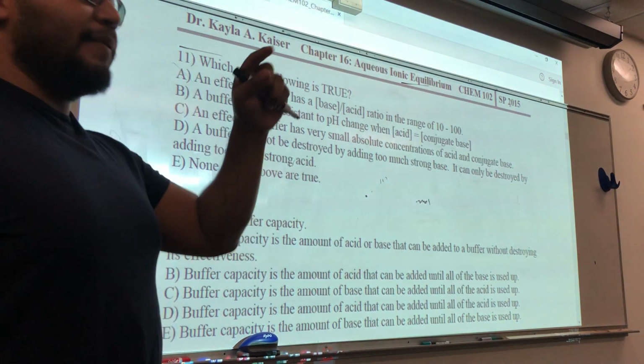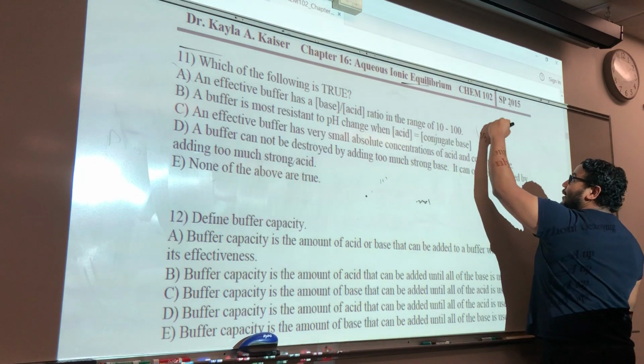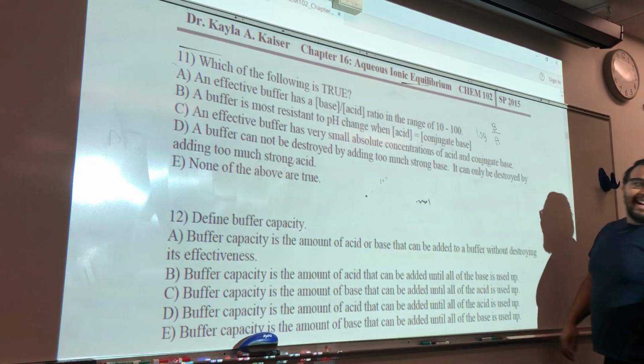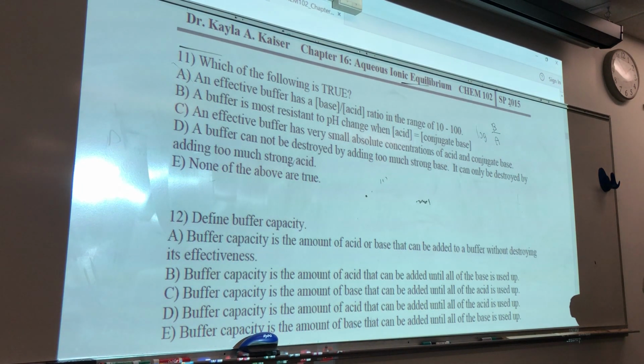No, meaning when your buffer concentration, referring to your log of B over A, when these are equal, yes. Yeah, absolutely. So that would be right.